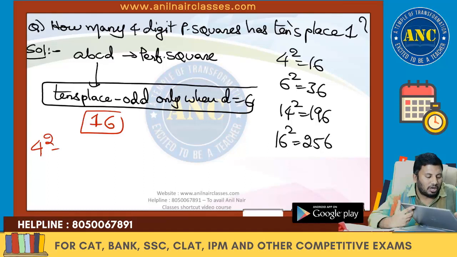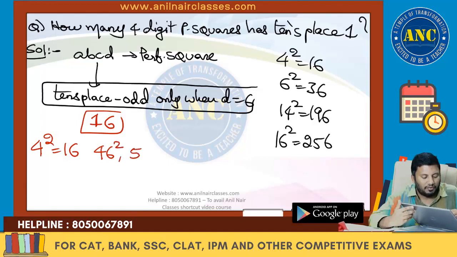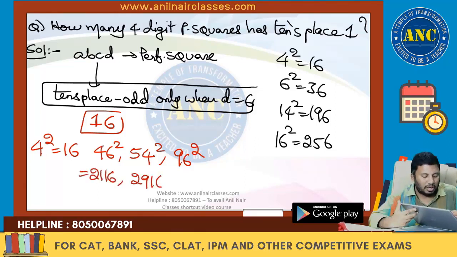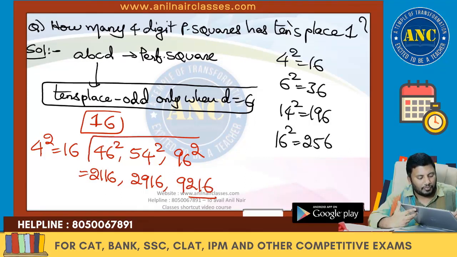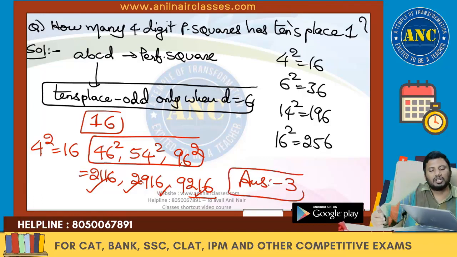What is the smallest number whose square ends in 16? 4 square is 16. 50 minus 4, 50 plus 4, 100 minus 4. This is nothing but 2116. This is nothing but 2916. This is nothing but 9216. How many 4-digit perfect squares have tens place 1? The answer is 3. Quality questions we will discuss.